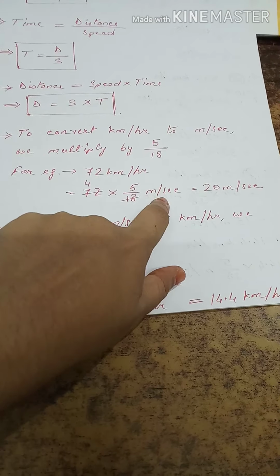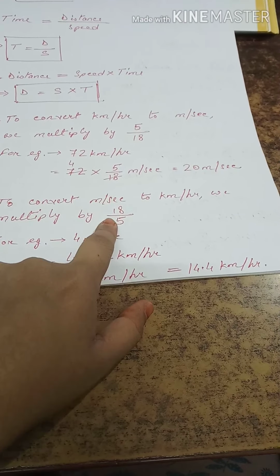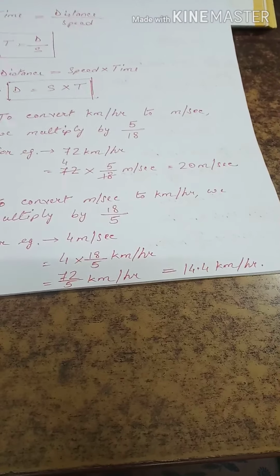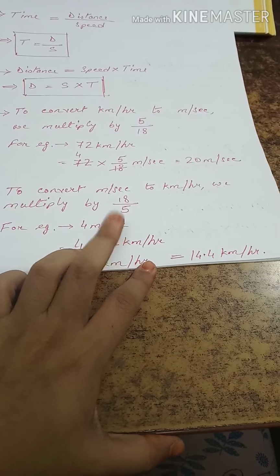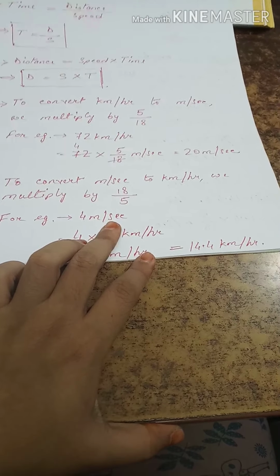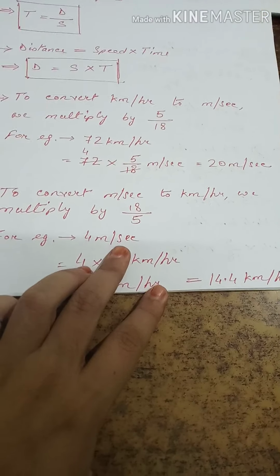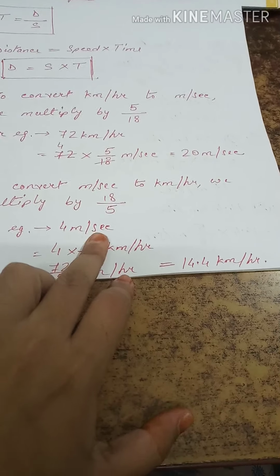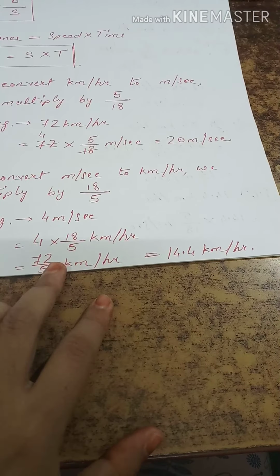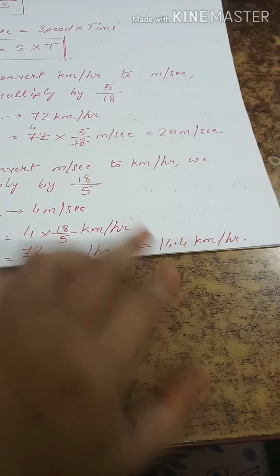Next, to convert meter per second to kilometer per hour, we multiply by 18 by 5. You see, it is the reverse of this one. Now suppose you have been given a question, for example 4 meter per second, you need to convert it to kilometer per hour. In this case you will multiply it with 18 by 5. So this meter per second becomes kilometer per hour. After all the calculation the answer comes out to be 14.4 kilometer per hour.